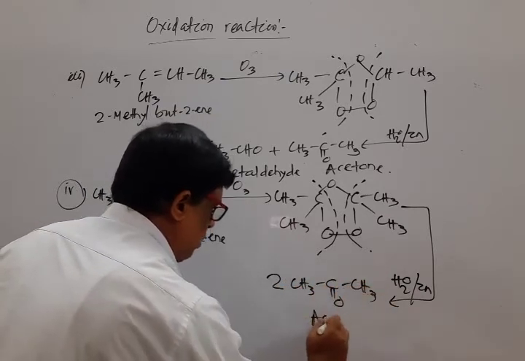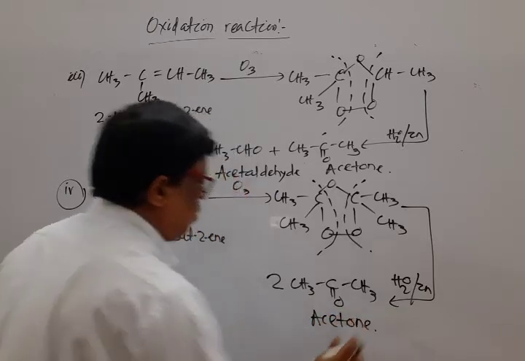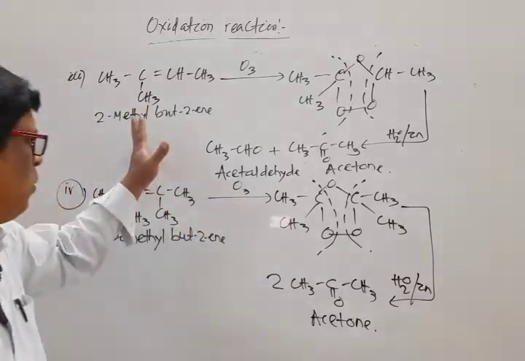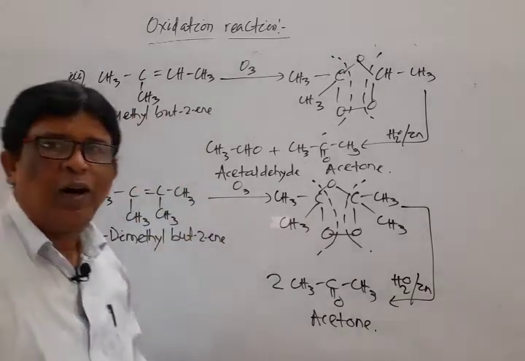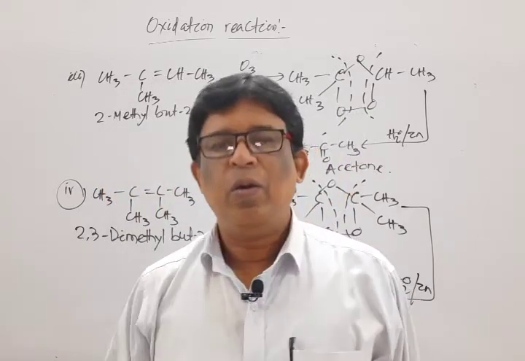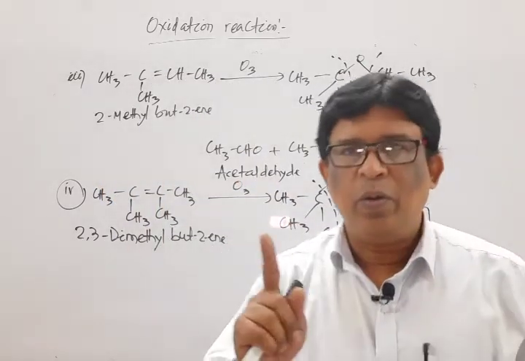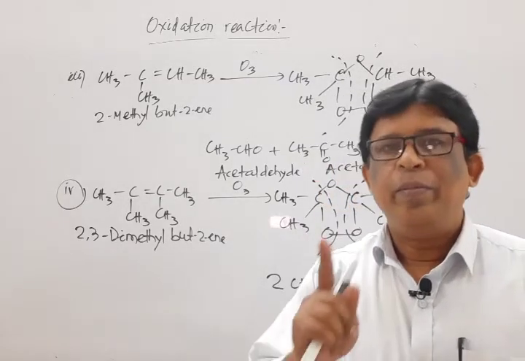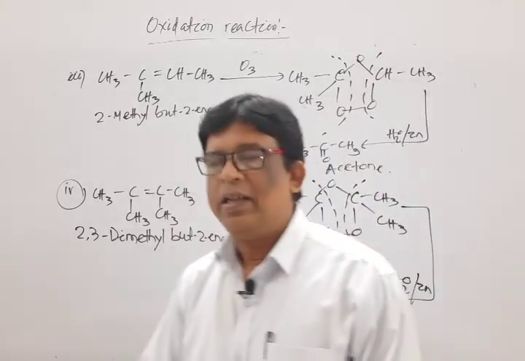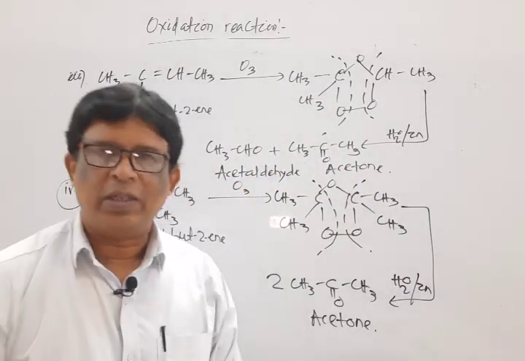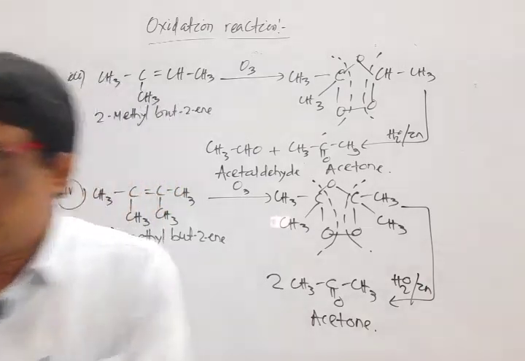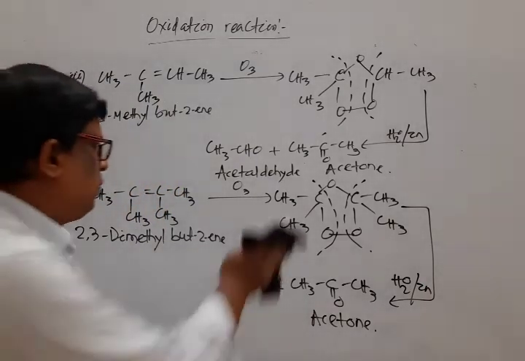Its name is acetone. So, depending upon the type, the formula of the alkene, the resulting product may be only aldehyde, may be only ketone, or a mixture of aldehyde and ketone is formed. It is a little idea about the oxidation. Okay. Next switch over to last chemical property, that is known as polymerization.